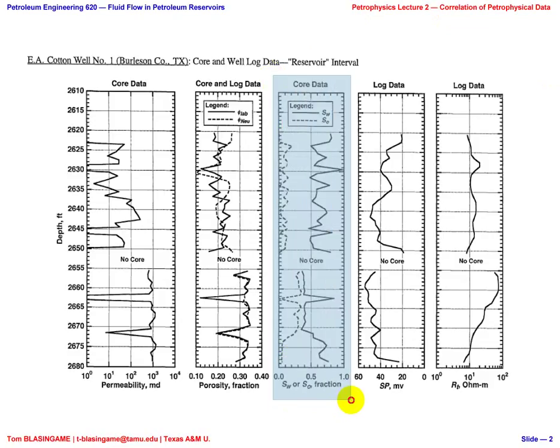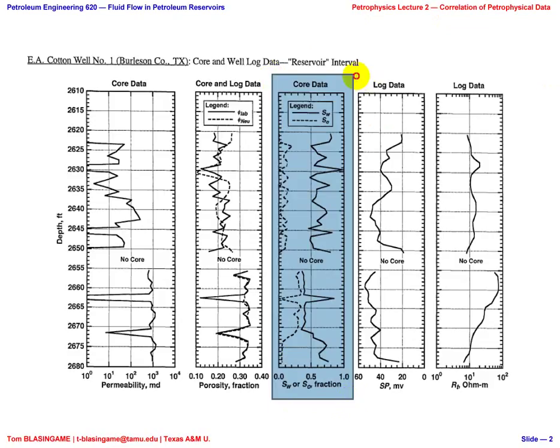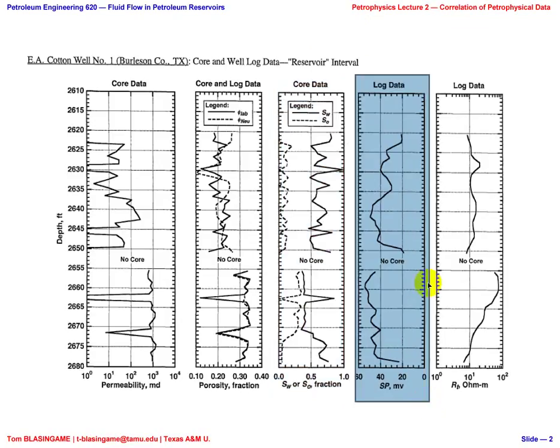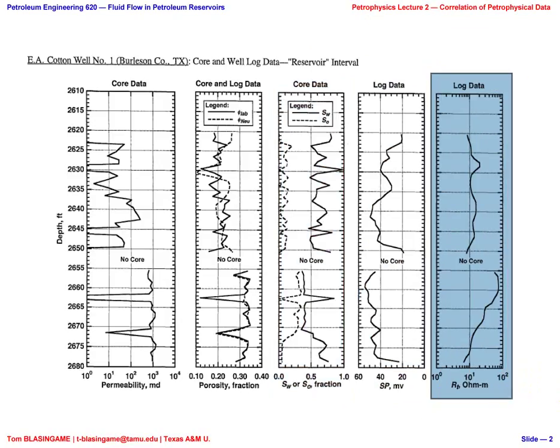So the core data for the saturations is here. The log data for the SP, which is the spontaneous potential, and the log data for resistivity are given here. Now, Mr. Aldana, the first thing I want you to tell me is we shouldn't try to correlate this data, should we? Can you see it?